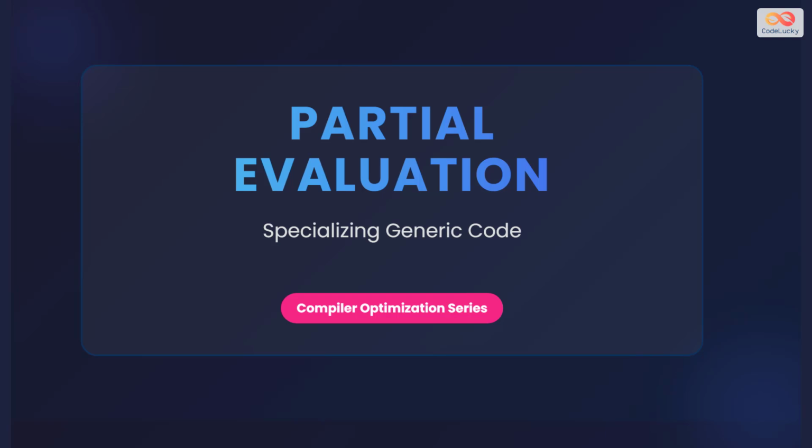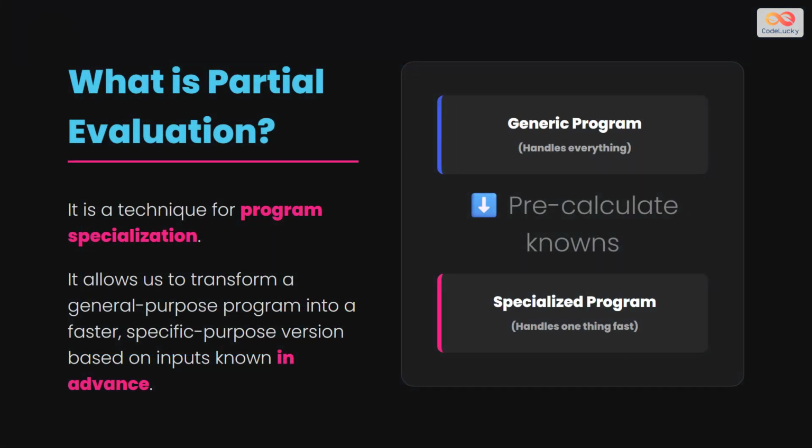Welcome. Today we are diving into a fascinating concept in compiler optimization called partial evaluation. It is a technique used to bridge the gap between writing clean, generic code and achieving high-performance execution. So, what exactly is it? Simply put, partial evaluation is a method for program specialization. It takes a general-purpose program, which is designed to handle many different situations, and transforms it into a specialized version. This transformation relies on data that we know in advance, before the program even runs for the final user.